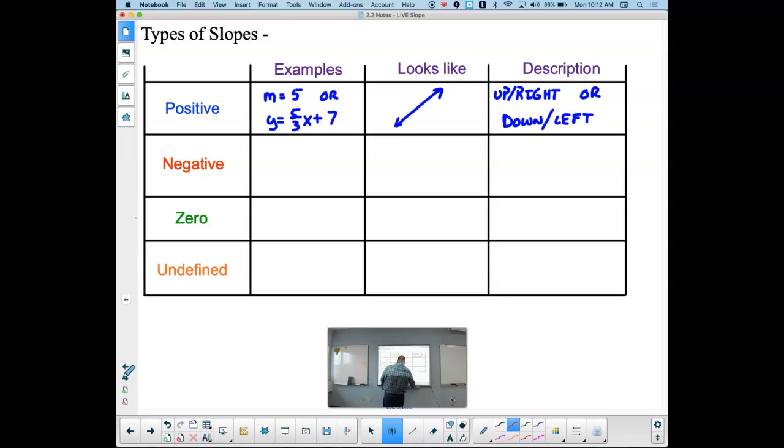A negative slope: m equals -5/3, or y equals -5/3 x plus 7.